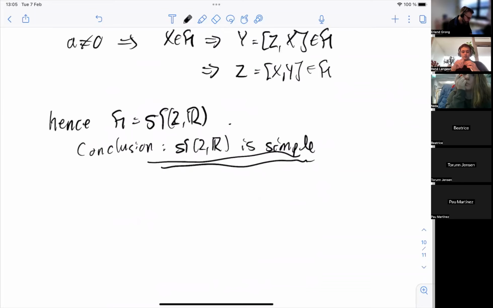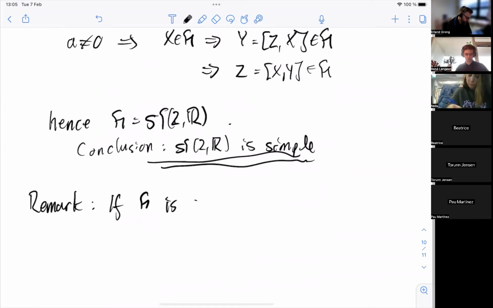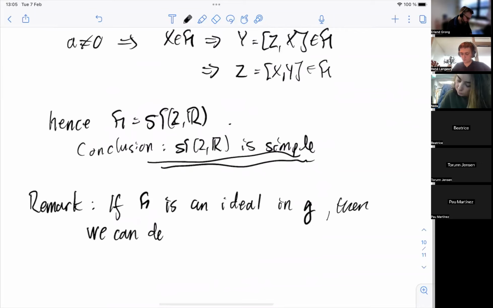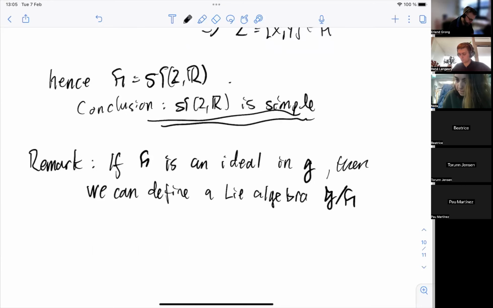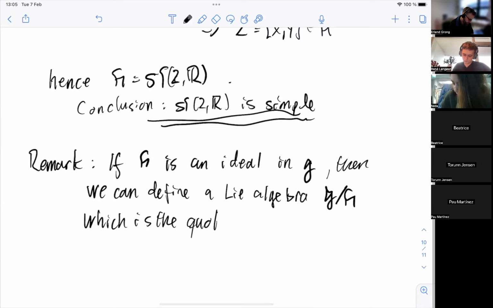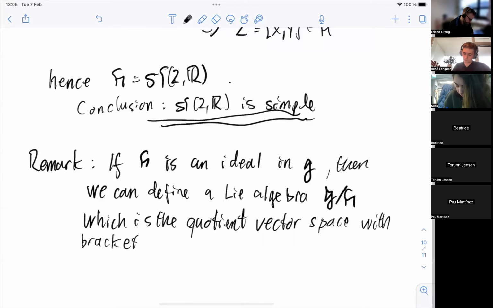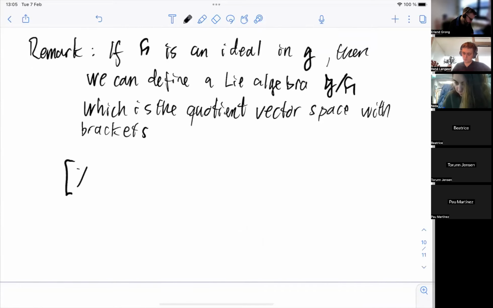Now, I'll do a remark, which I mentioned before. So if H is an ideal in G, then we can define the Lie algebra G quotient out by H, which is the quotient vector space with brackets, that the brackets of an element x, y in G.